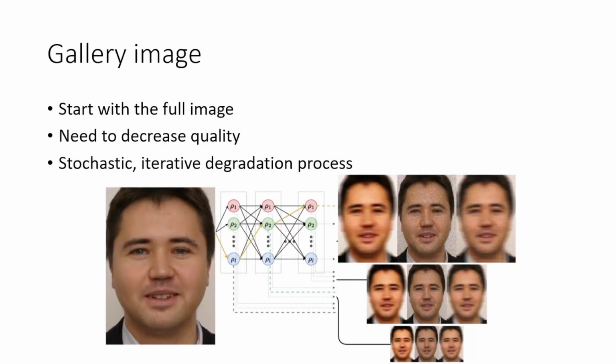So to do this with gallery images, we use a stochastic iterative degradation process. We define a few different degradation operations such as blur, noise, and color jitter, and each of them has its own randomly determined parameters. And what we do then is we chain these operations randomly to get a degraded gallery image. The result is a set of many different degraded gallery images with widely varying quality characteristics.